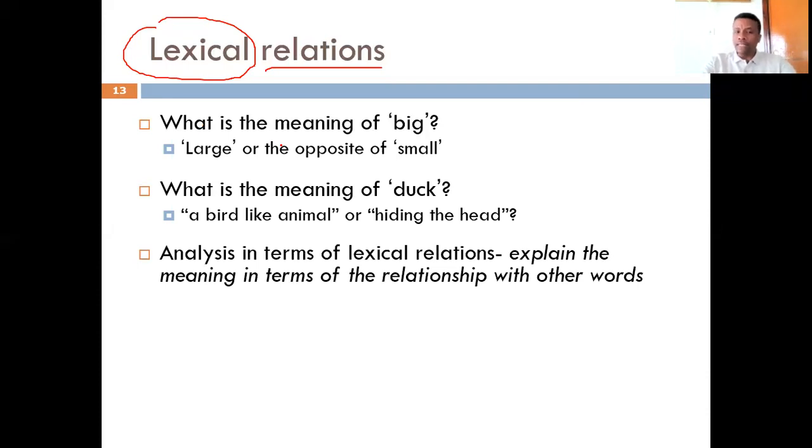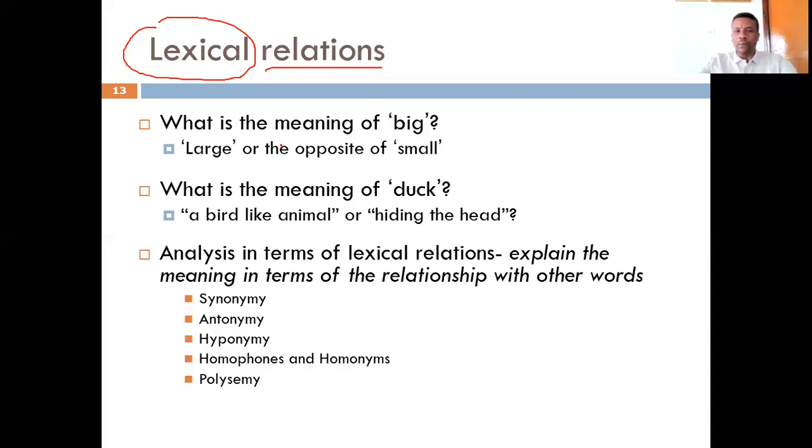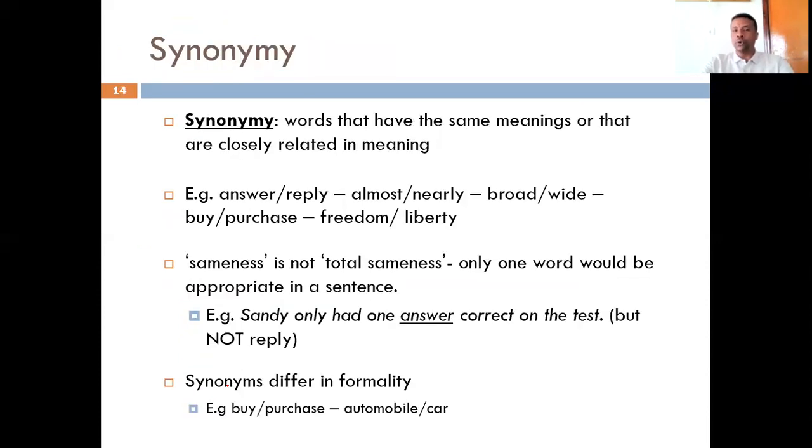So analyzing the terms of the lexical relation will explain the meaning that's associated with one another. So this relationship between words can be synonym, antonym, hyponyms, homophones, homonyms, and polysemies. So you can create a relationship between words using these different kinds of lexical relations. For instance, synonym means words that have the same meaning or that are closely related to one another by meaning.